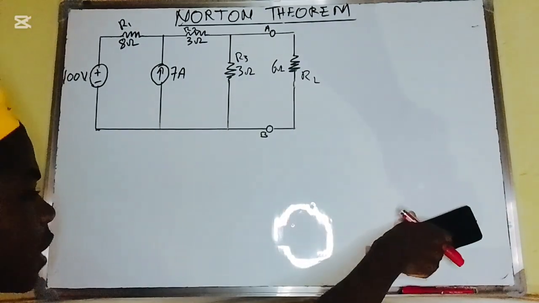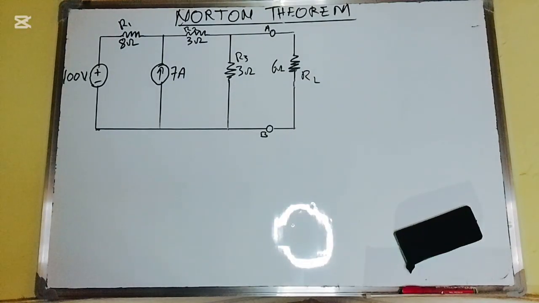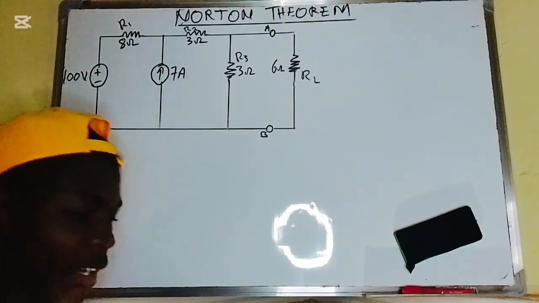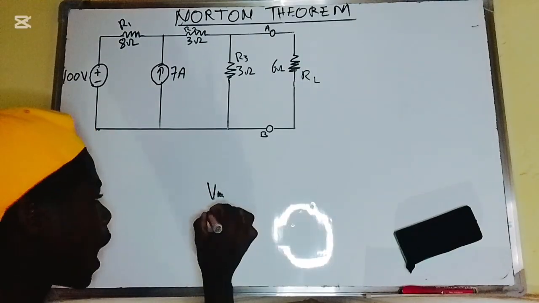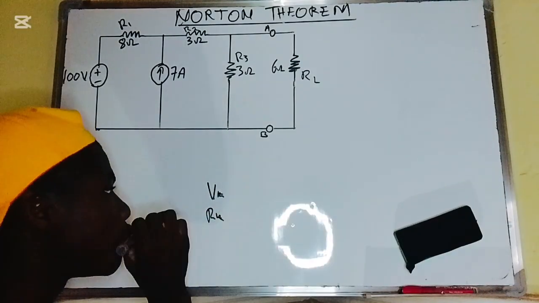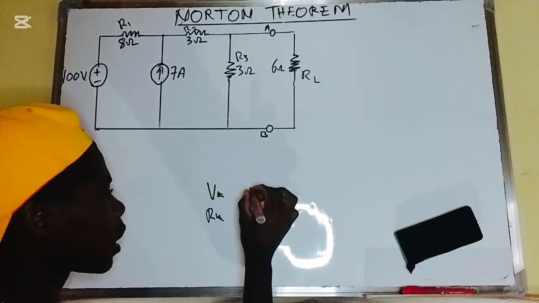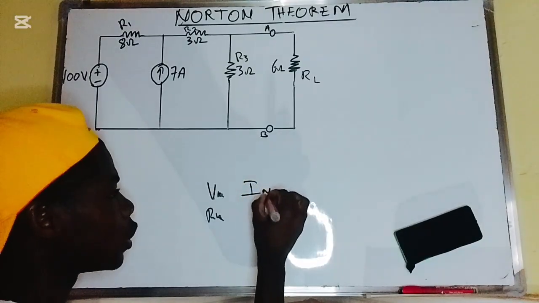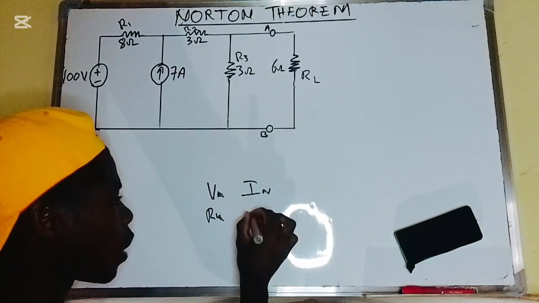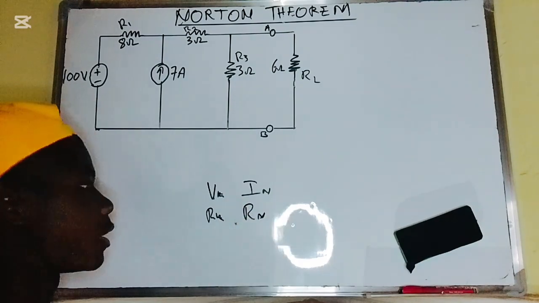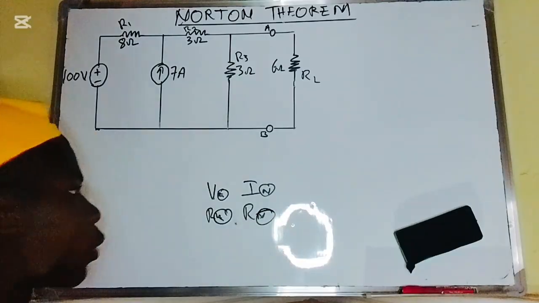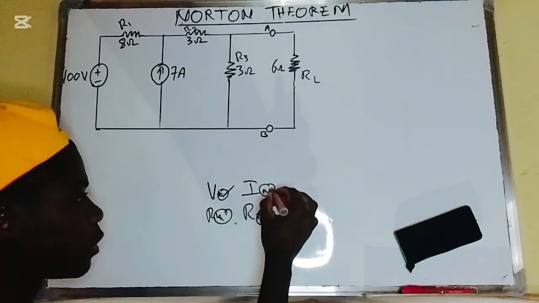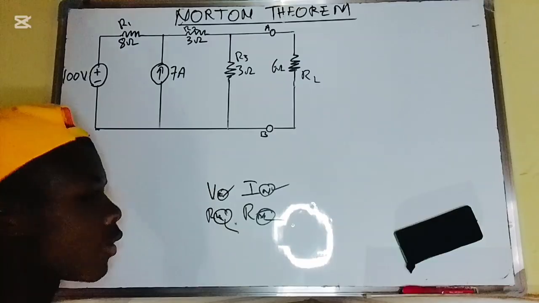Norton's theorem and Thevenin's theorem are not very different. In Thevenin's theorem, we talk about the Thevenin voltage and the Thevenin resistance. But in Norton's theorem, we talk about the Norton's current and the Norton's resistance. It is just an interchanging between them. Here we are dealing with Thevenin, and here we are dealing with Norton's.